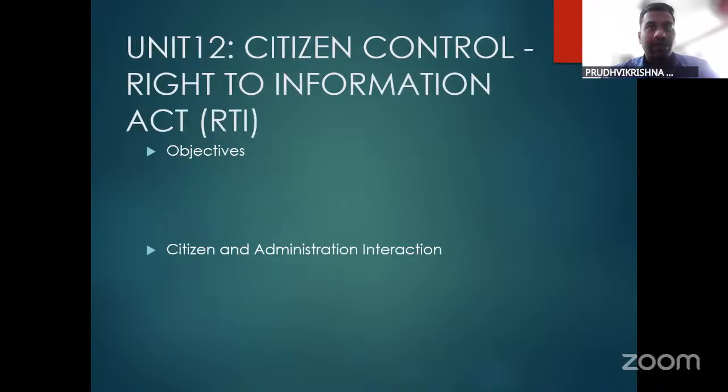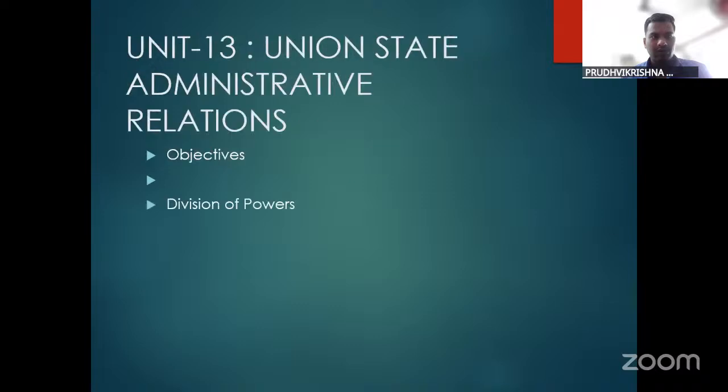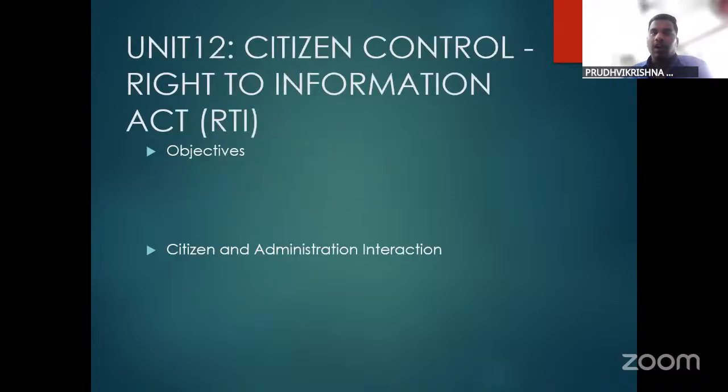In the next unit, which is a small unit, we will go through citizen control, that is the Right to Information Act. Here we will learn about the objectives and the institutional arrangements in the global scenario: the ombudsman, administrative courts, the procurator, and the parliamentary commissioner. Next, institutional arrangements in the Indian scenario: CBI, CVC, Lokpal and Lokayukta, citizen charters, and the Right to Information Act.